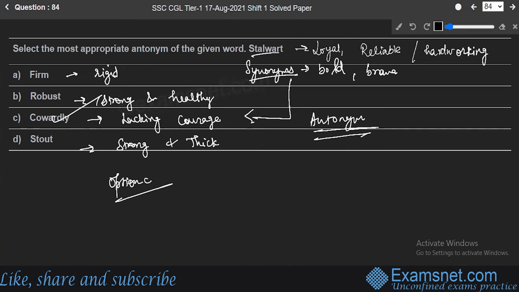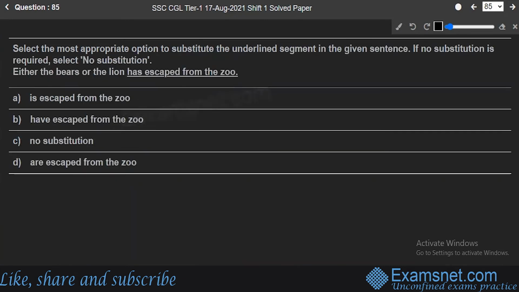Right? Let's move to the next question, number 85. You have to select the most appropriate option to substitute the underlined segment in the given sentence. If no substitution is required, then you can click on no substitution. And the given sentence is: either the bears or the lion has escaped from the zoo. And the options are: is escaped from the zoo, have escaped from the zoo, no substitution, or are escaped from the zoo. See, the given sentence is grammatically correct.